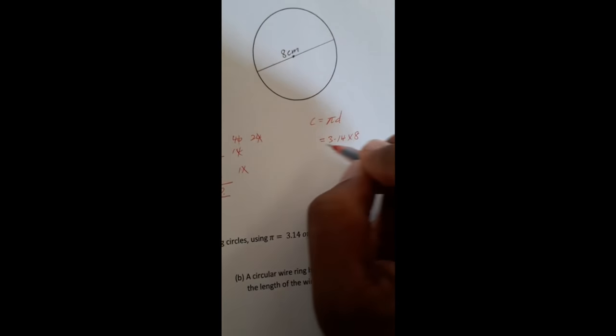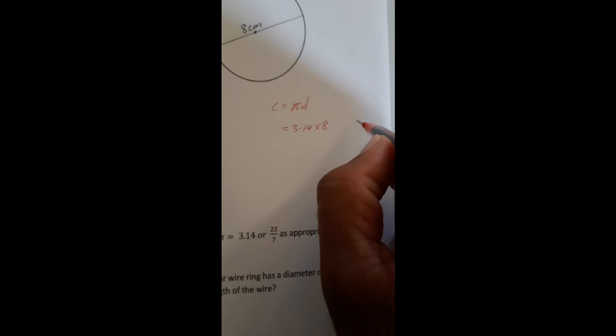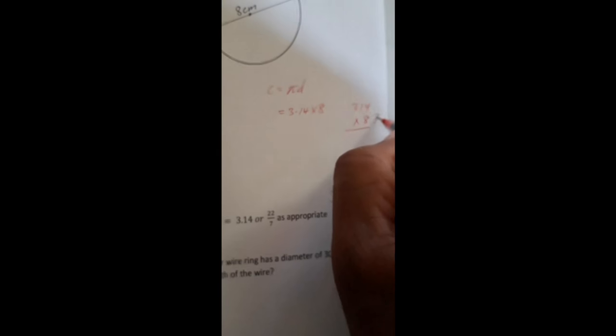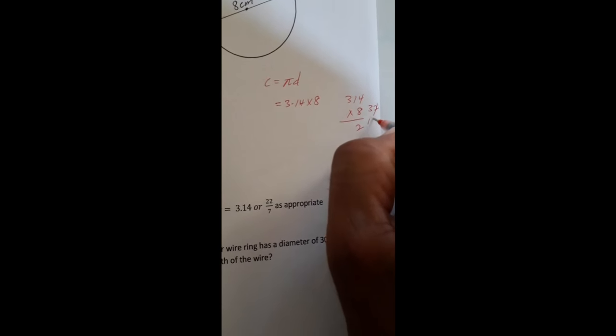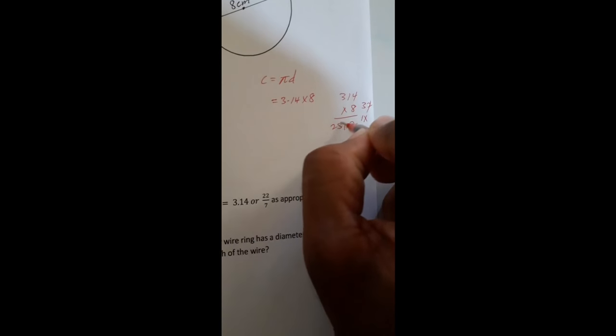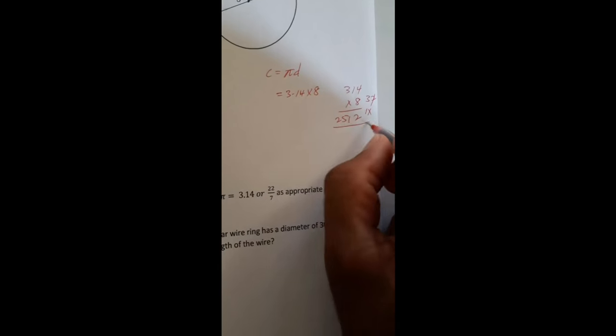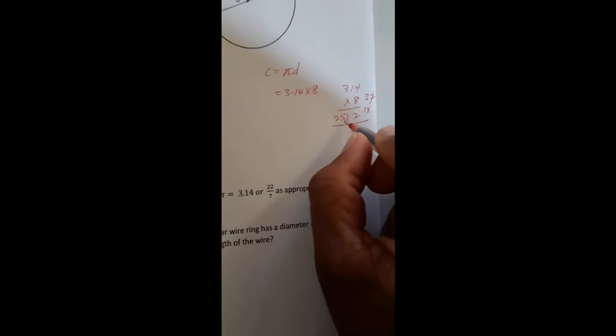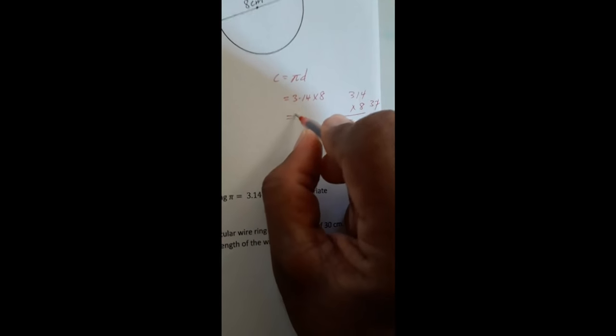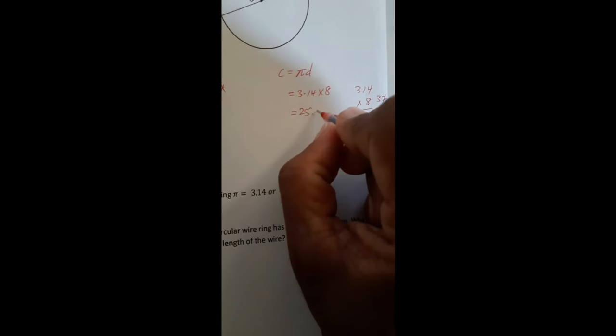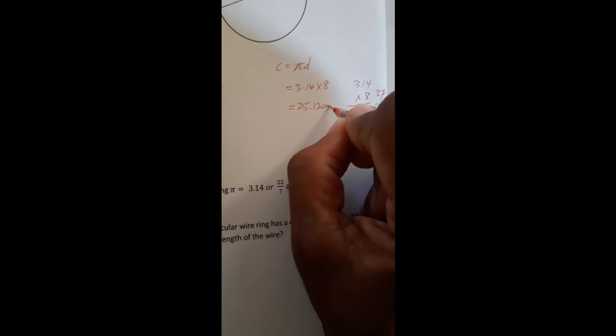Okay, now let us do our multiplication on the side. 314 times 8. 8 times 4 is 32. 8 times 1 is 8, plus 3 is 11. 8 times 3 is 24, plus 1 is 25. Good. This number contains 2 decimal places, so I'll put 2, 1, 2. Good. So my answer there will be 25.12 cm.